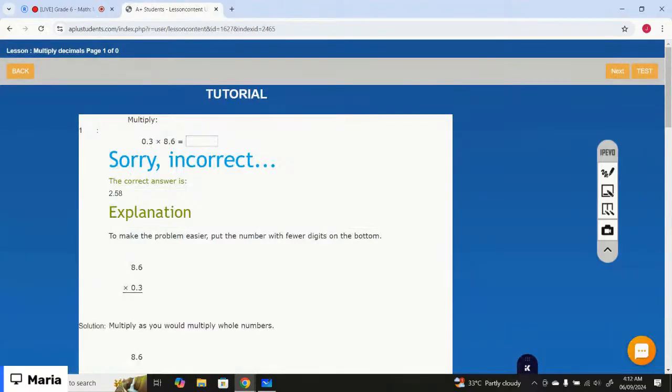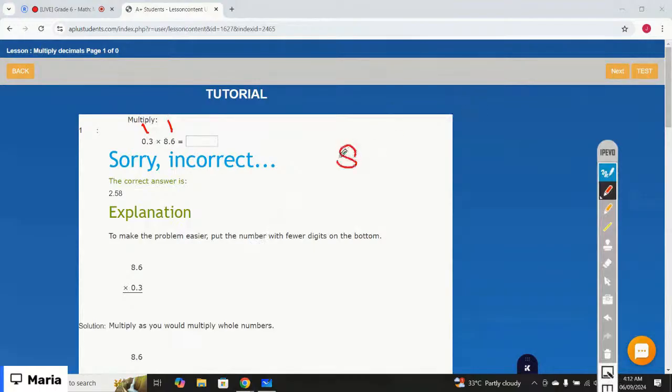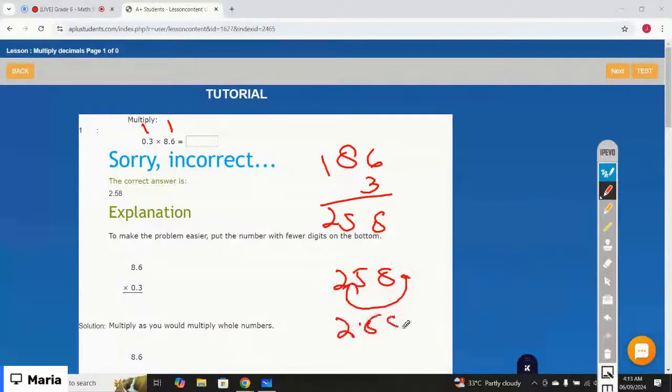So just count the decimal places. For both the numbers, you have one decimal place. In 8.6, you have one decimal place, and 0.3 has one decimal place, right? Let's just multiply them without decimal. Just do 86 times 3, right? 3 times 6 is 18, 1 carry, 3 times 8 is 24, and 1 is 25, that is 258, right? So you have two decimal places. You need to move decimal point two places left. That is 2.58. The correct option is 2.58. Got it?